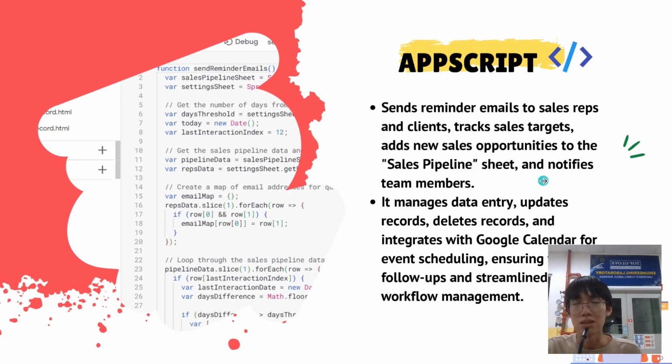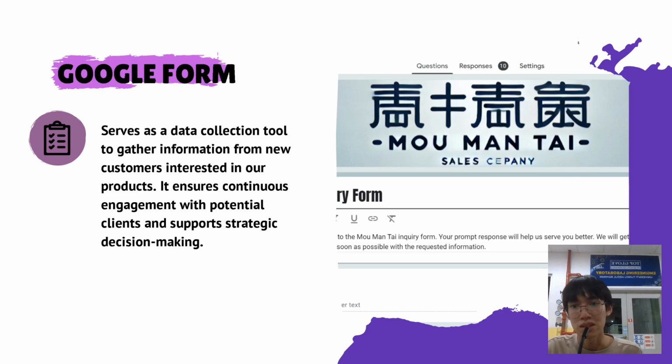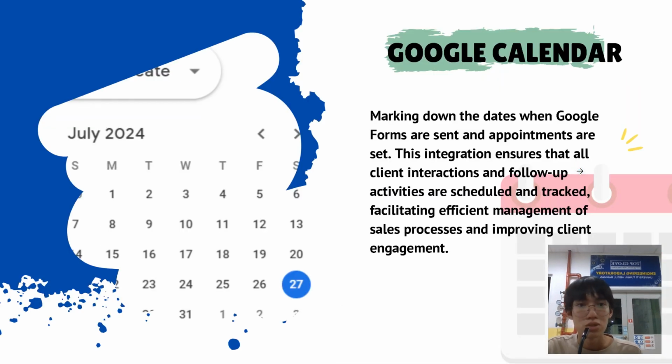Secondly, we use AppScript as a serverless coding environment. We use it as a backend to integrate all the Google Workspace together, from Google Sheets to Looker. Thirdly, we use Google Forms. Google Forms is a data collection tool where we gather all the information, including inquiries and also complaints from the customers. Fourth, we use Google Calendar to mark down all the dates, especially the follow-up dates and the expected deadline for every sale.